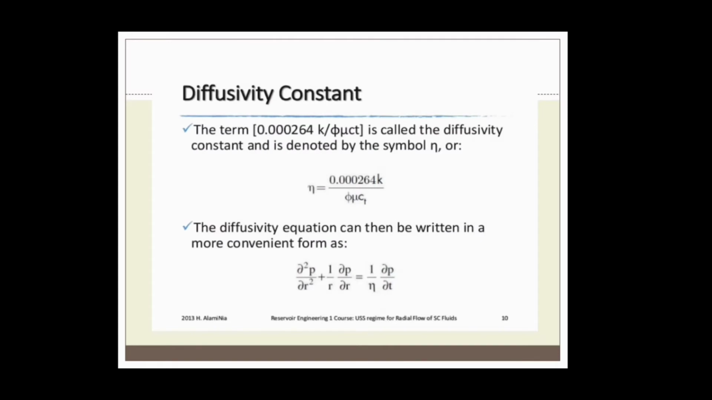So, the diffusivity constant. The term 0.000264 K over fractional of viscosity times Ct is called the diffusivity constant and is denoted by the symbol eta, or nu, equals 0.000264 K over fractional of viscosity Ct. The diffusivity equation can be written in a more convenient form as partial derivative squared of P over partial derivative of R squared plus 1 over R times partial derivative of P over partial derivative of R equals 1 over eta times partial derivative of P over partial derivative of T.